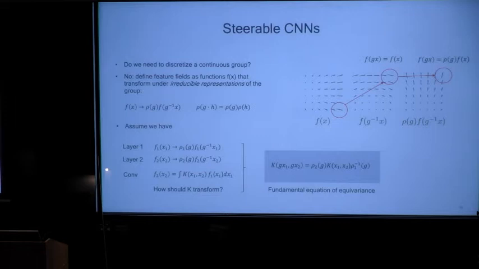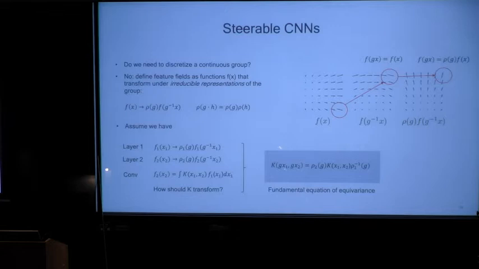What should it satisfy in order to get equivariance? If you rotate the original input image, then we need that all these feature maps rotate and transform under some representation of that group. And so this is the equation that you can write down. It's basically the kernel at gx1 comma x2. You can also write gx1 minus x2 because it's stationary. That should transform like this.